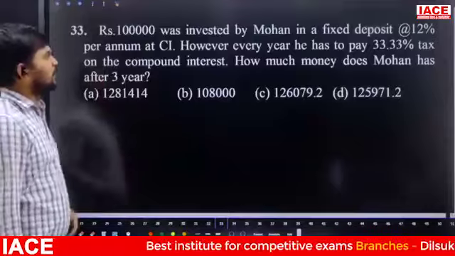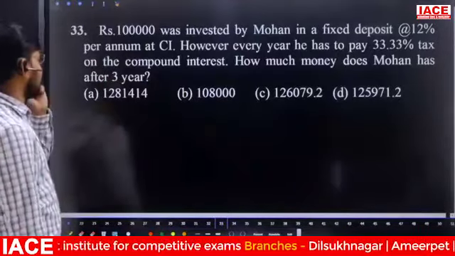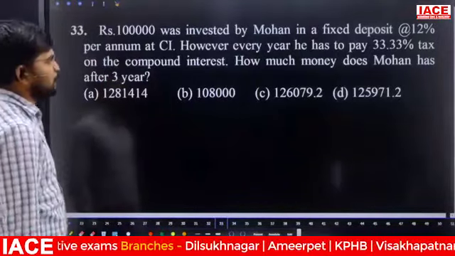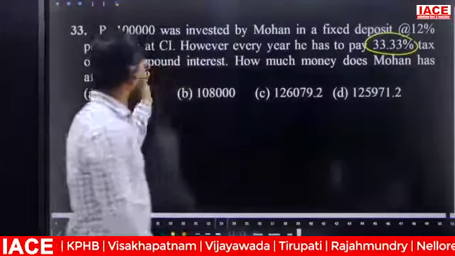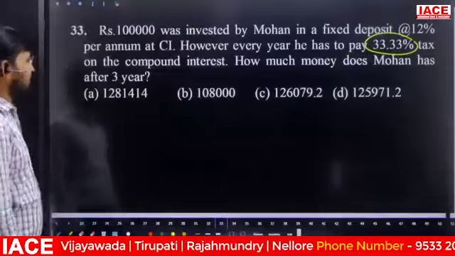1 lakh was invested by Mohan in a fixed deposit at the rate of 12% per annum compound interest. However, every year he has to pay 33.33% tax. So on the compound interest, how much money does Mohan have after 3 years?